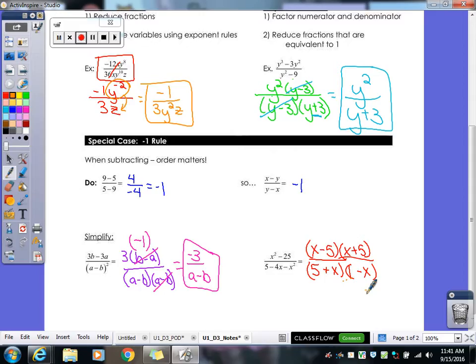So now I can cancel x plus 5 with x plus 5. It's not negative 1 because it's adding this time, so it's all good there. That means in our numerator we're left with x minus 5. And in our denominator we're left with 1 minus x.